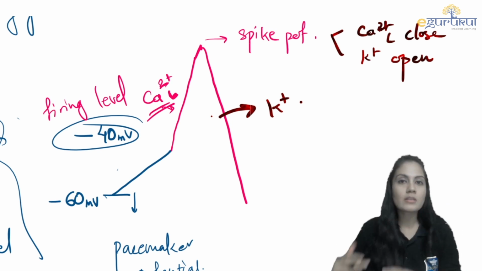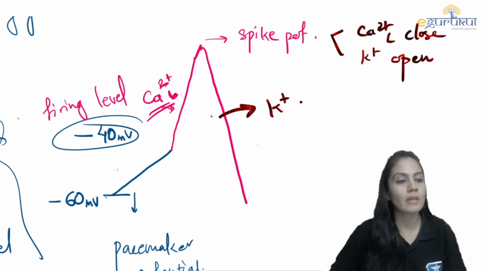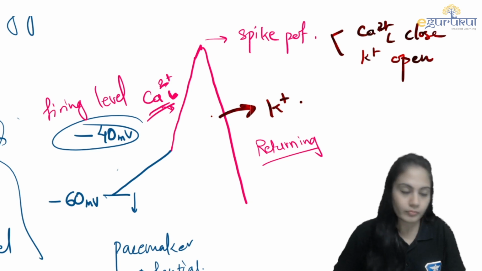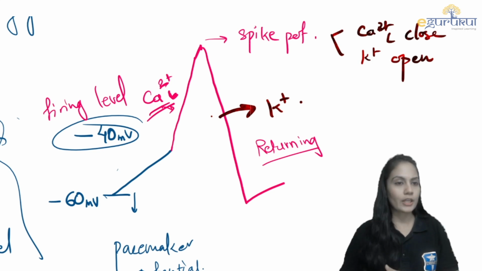The cell will go towards the RMP, or the cell will undergo repolarization. That means it starts returning to its RMP. As soon as it hits -60, again this cycle will continue, right?